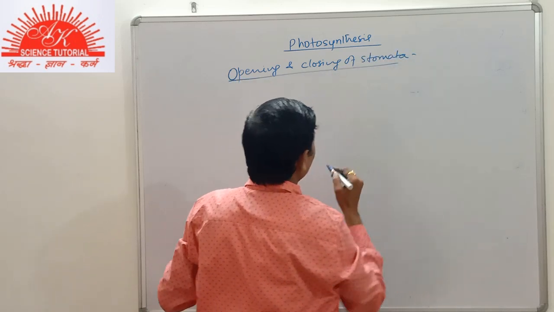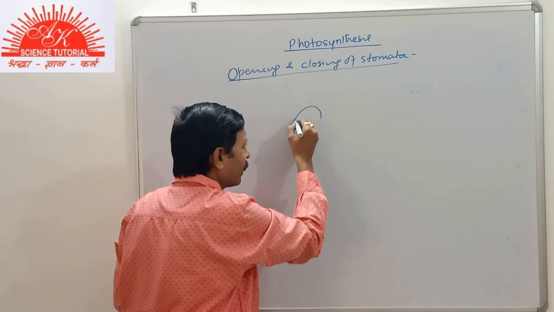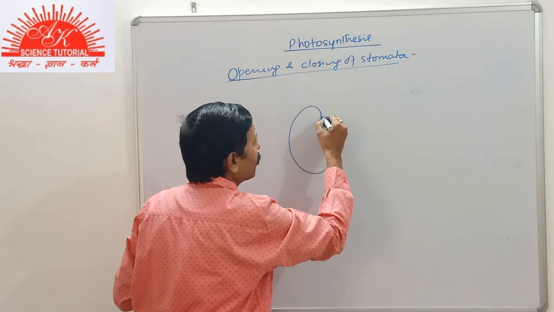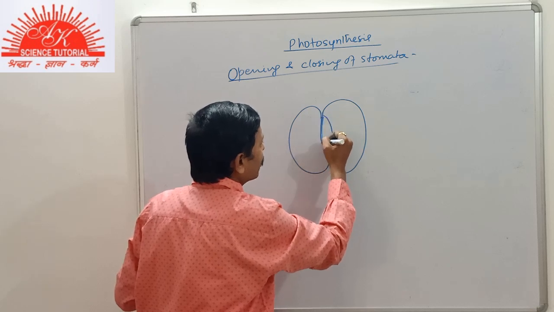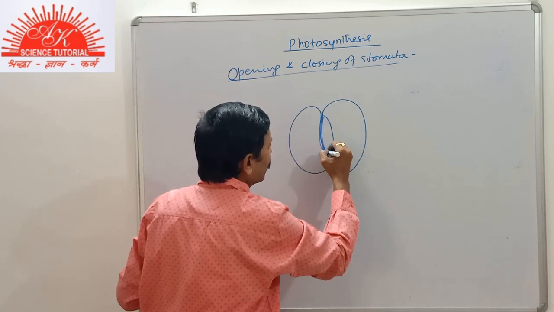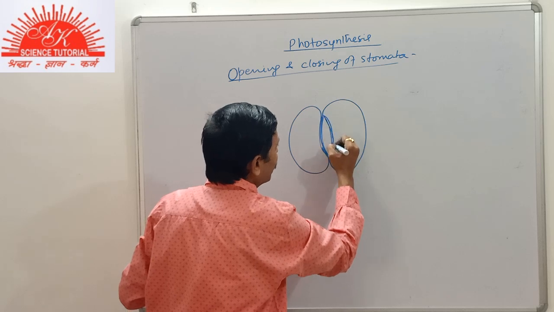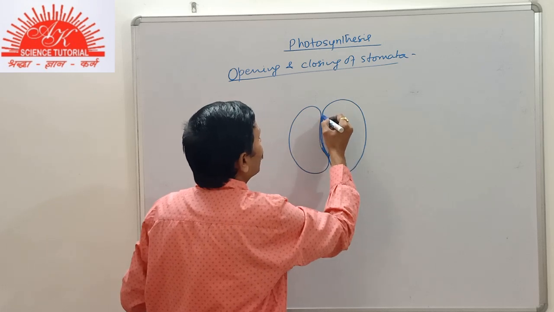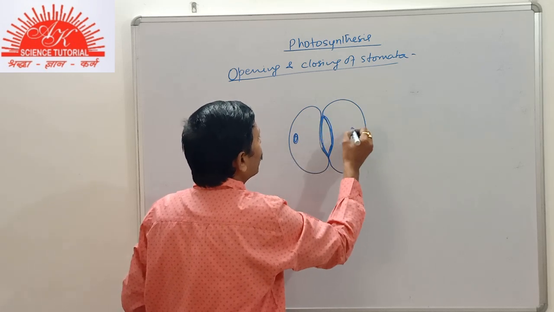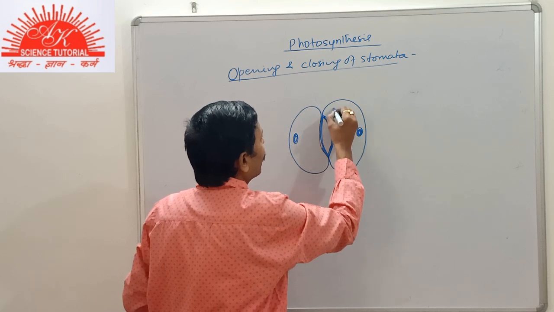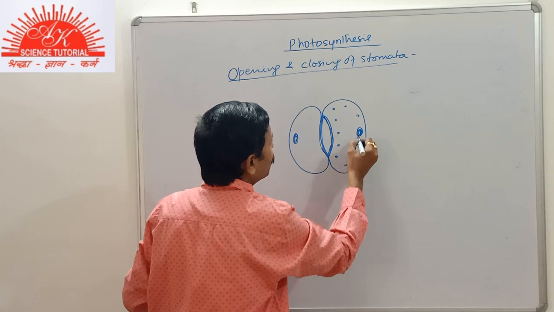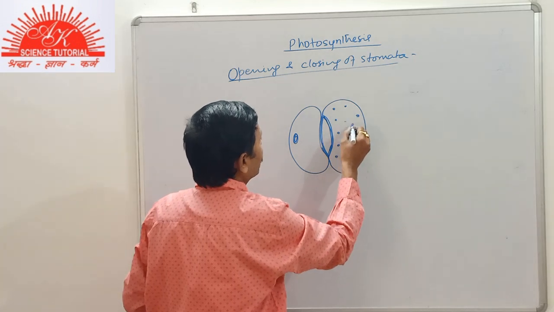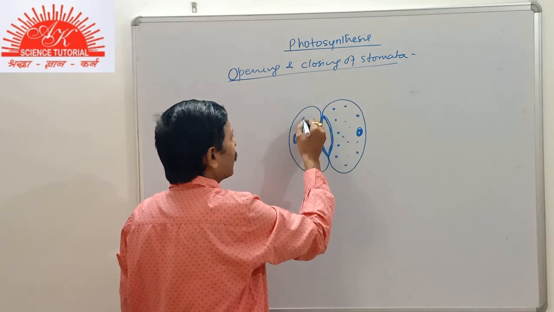Now, first of all, we draw the structure. Suppose this is the bean shaped structure, the guard cell, in which there is the nucleus, and there are small structures which are chloroplasts, then the cytoplasmic structures here.